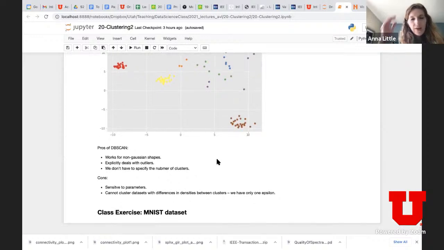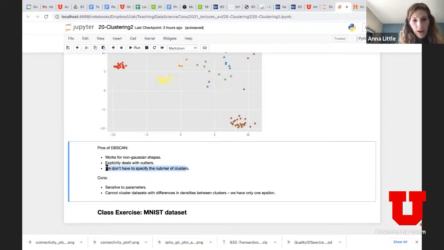Okay, so just to summarize, the pros here are that it works great for non-Gaussian shapes and really elongated shapes. It explicitly deals with outliers, which single linkage doesn't. And we don't have to specify the number of clusters. I would say this is a pro and a con. That's kind of nice, but it's also kind of annoying. If you know you want 5 clusters or 10 clusters, then you have to manually adjust the epsilon until you get the number of clusters that you want. But it can also be a nice thing, so pro and con.